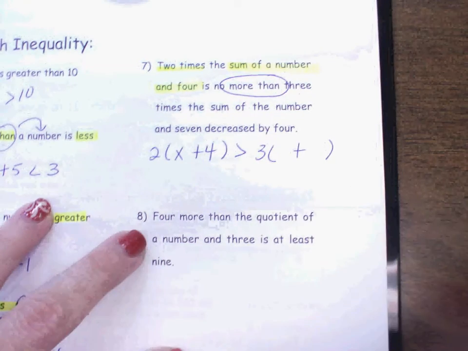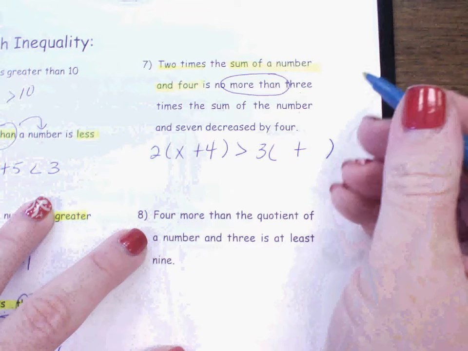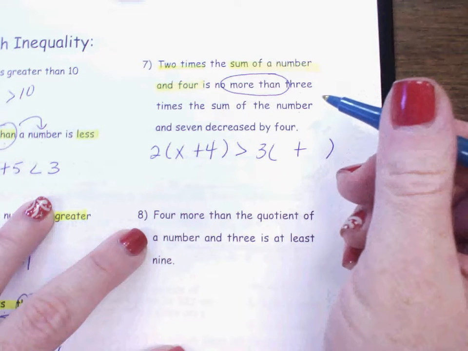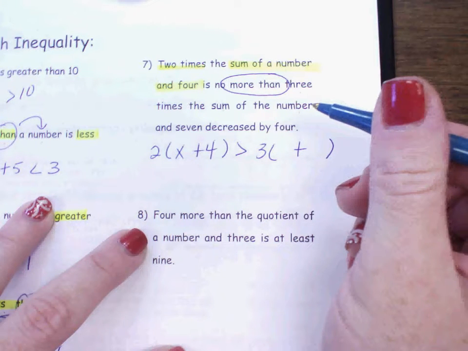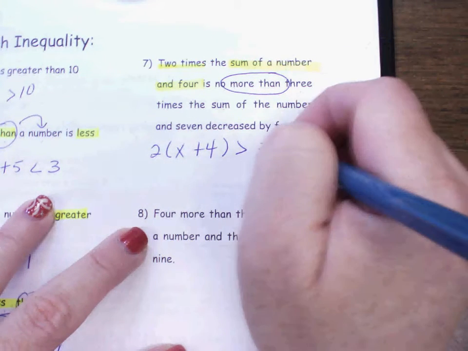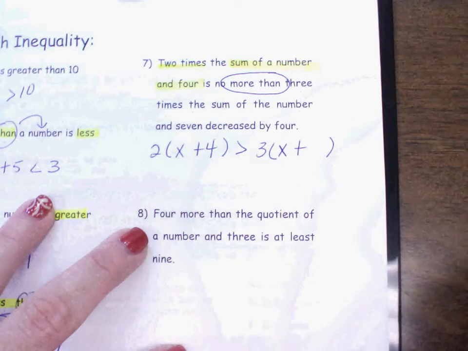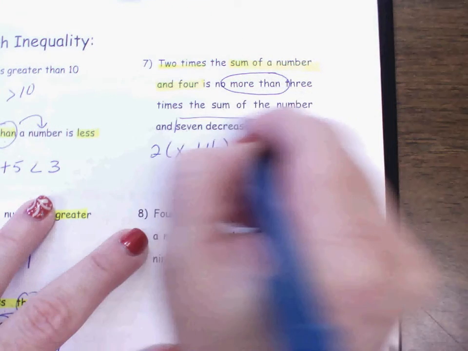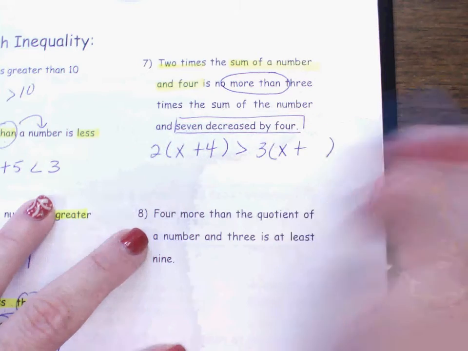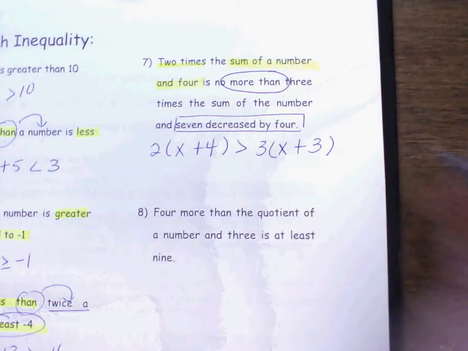3 times the sum. So we've got 3 times a sum of the number and, that's your number. And 7 decreased by 4. What is 7 decreased by 4? And which would be what? What's 7 minus 4?